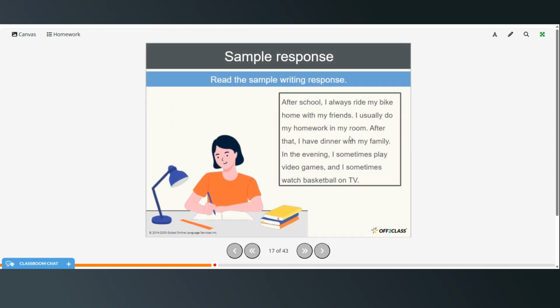After school, I always ride my bike home with my friends. I usually do my homework in my room. After that, I have dinner with my family. In the evening, I sometimes play video games, and I sometimes watch basketball on TV.